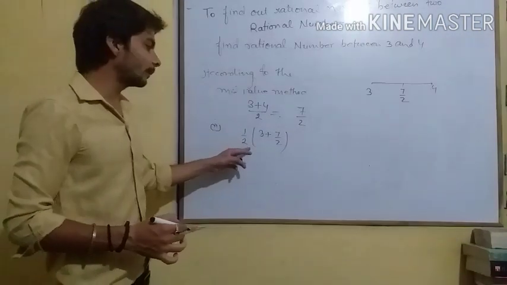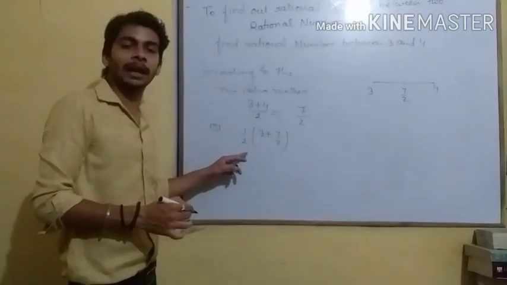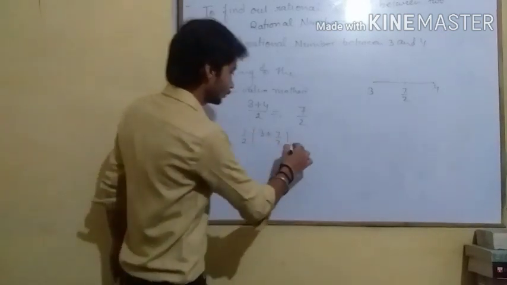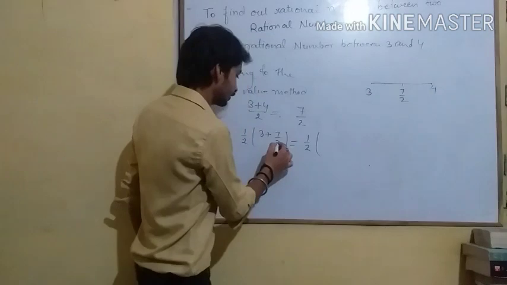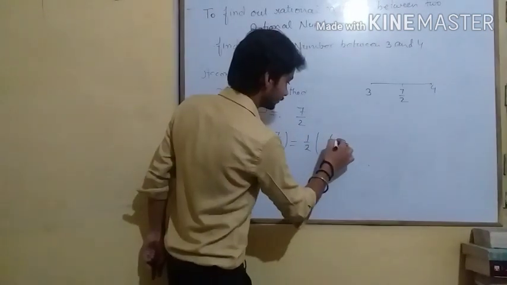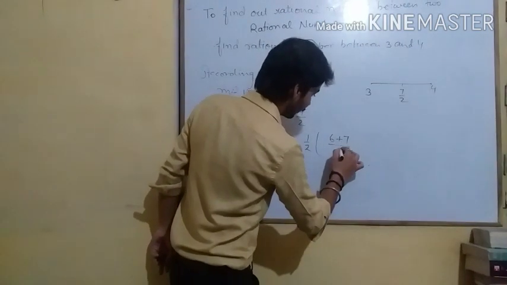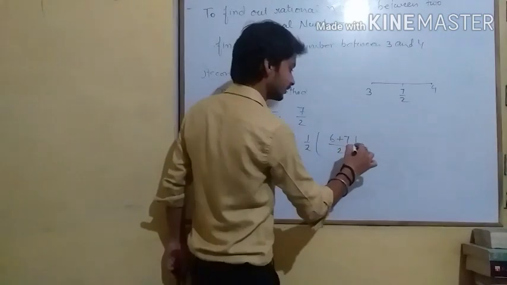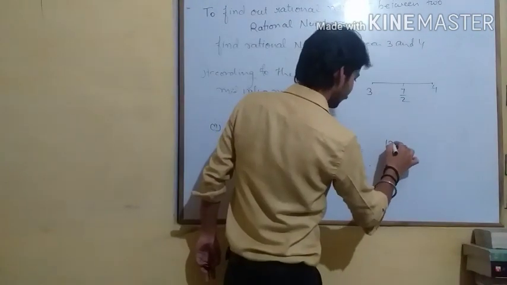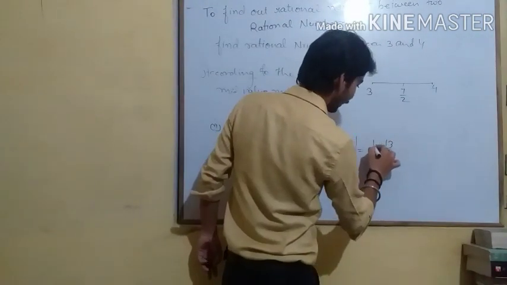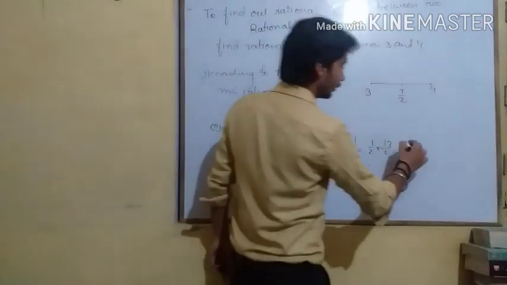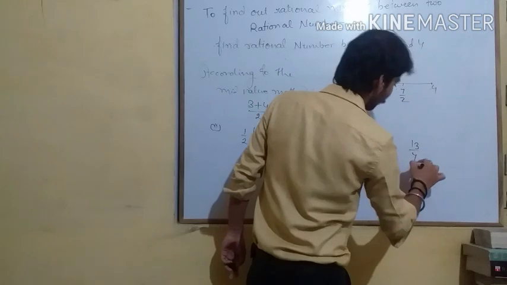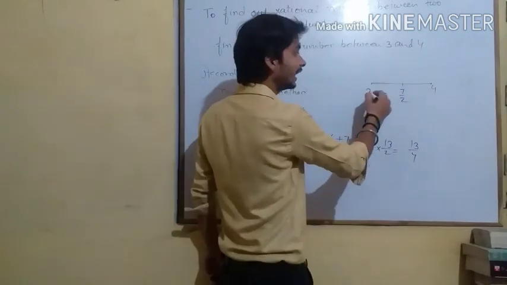तो इससे कोई फर्क नहीं पड़ता अगर उसको 1 by 2 ब्रैकेट के बाहर लिख लेते हैं. Now 1 by 2 times (3 twos are 6 plus 7) upon 2. Now 6 plus 7 is 13 upon 2, multiplied by 1 by 2, and we get 13 upon 4, which is the next mid value of 3 and 7 by 2.